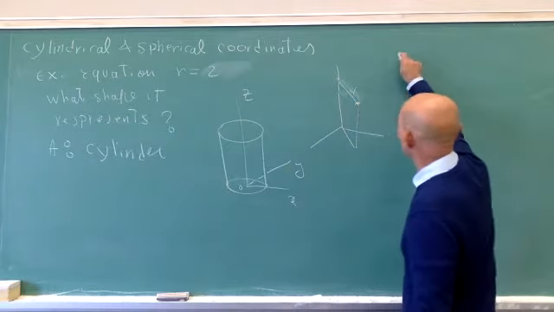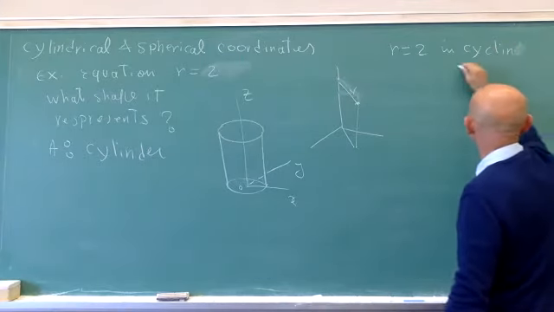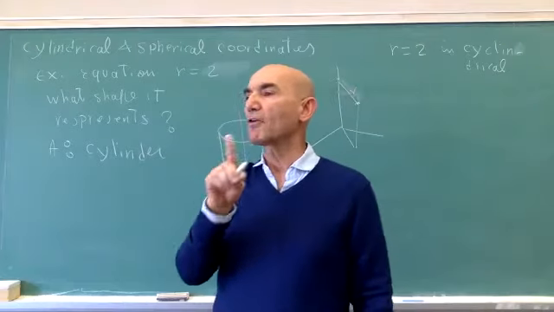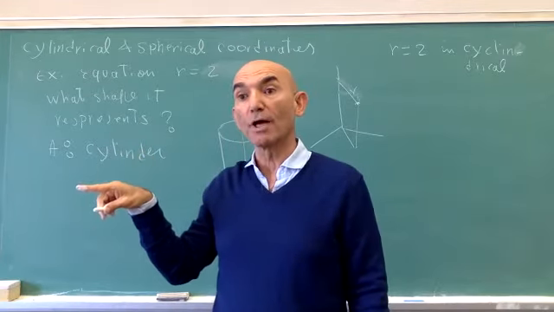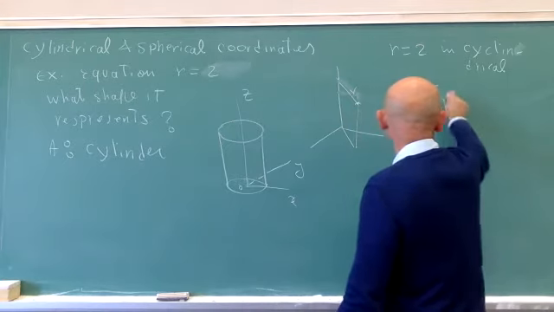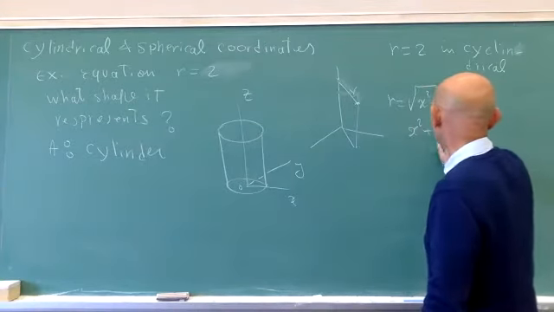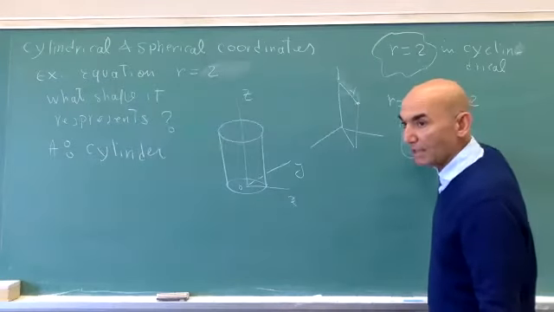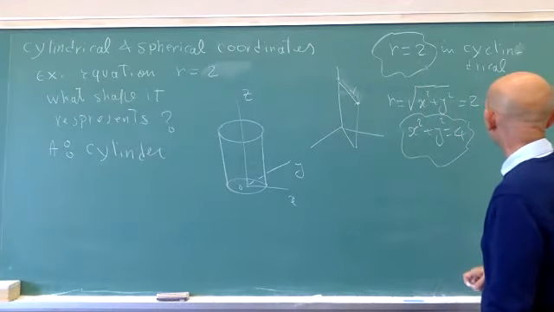So r equal to 2 in cylindrical. Remember, what was the formula for going from cylindrical to Cartesian? r was the square root of x squared plus y squared, right? So we replace that by the square root of x squared plus y squared. But I know that this is 2, so the answer is x squared plus y squared equal to 4. These two equations define the same geometry, the same shape, the same surface. This is in Cartesian coordinates.